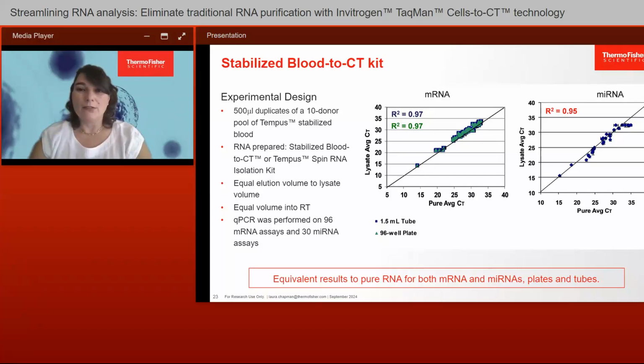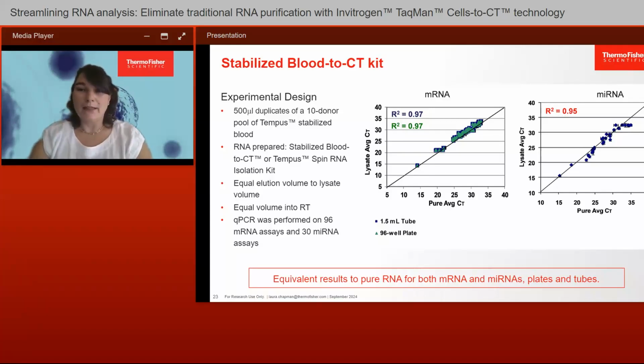And so the tube method is in the blue squares, which are kind of behind the green triangles, which is the plate samples in that first graph. Because the green triangles are right on top of the blue squares, that means that the 96-well plate version and the 1.5 milliliter tube version for processing your stabilized blood samples work equivalently well. And so you could choose either method and be able to get the same answer.